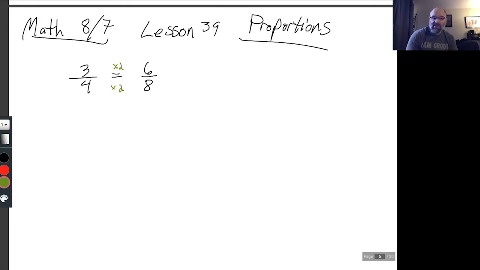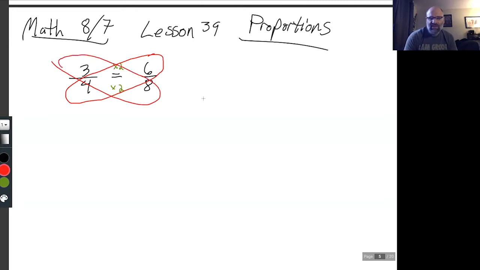So a proportion is the same thing. This is just a proportion. Now here's what's cool about a proportion. What we call the cross products are equal. So what's 6 times 4? 24. What's 3 times 8? 24. They both equal 24.